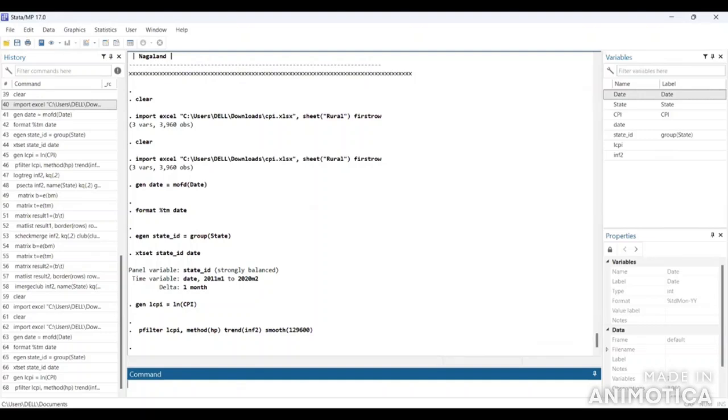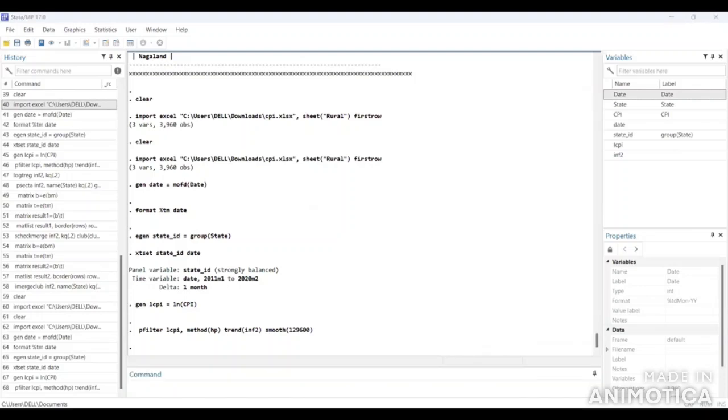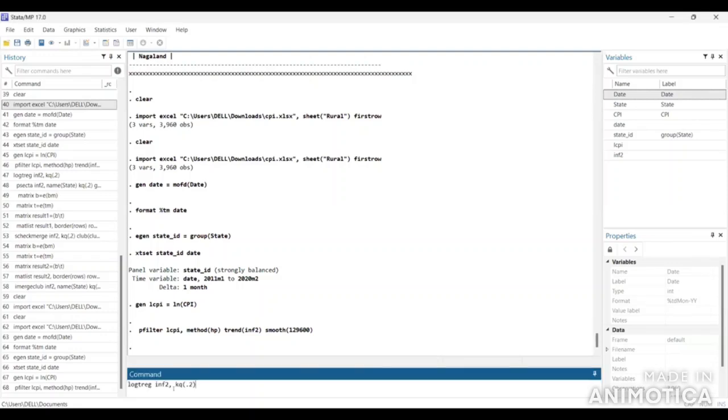Moving on, our interest is to understand whether convergence is happening or not. So the first step is to understand whether overall convergence is happening. For that, I will run this log t regression, and this is my variable. After filtering the cyclical component, I have given it the name INF2, and I have kept, for example, KQ 0.2.